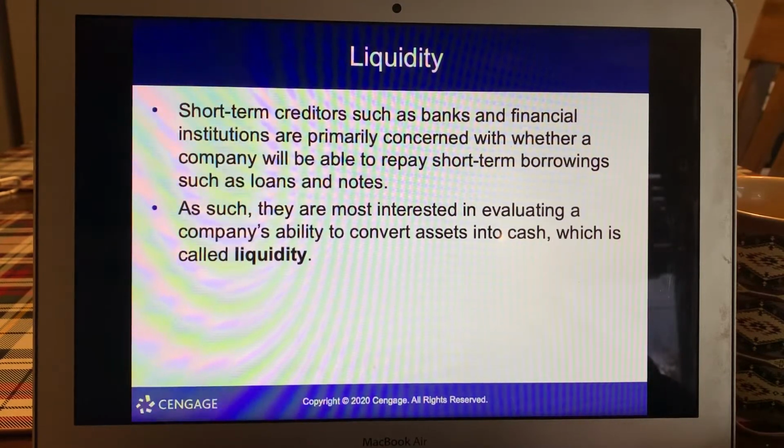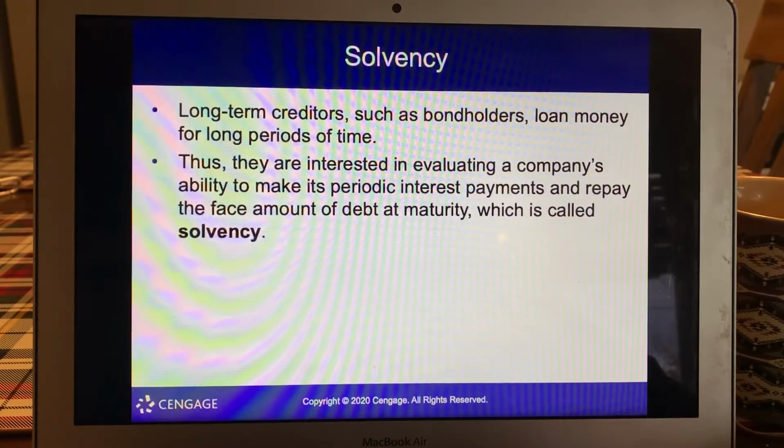Liquidity: short-term creditors such as banks and financial institutions are primarily concerned with whether a company will be able to repay short-term borrowings such as loans and notes. As such, they are most interested in evaluating a company's ability to convert assets into cash, which is called liquidity. Solvency: long-term creditors such as bondholders loan money for long periods of time. Thus, they are interested in evaluating a company's ability to make its periodic interest payments and repay the face amount of debt at maturity, which is called solvency.